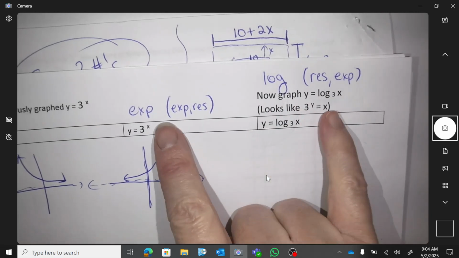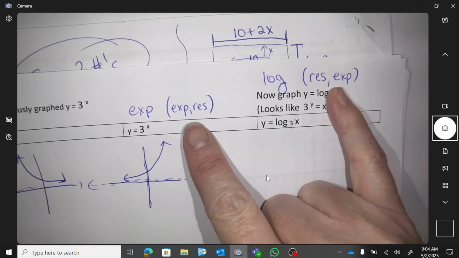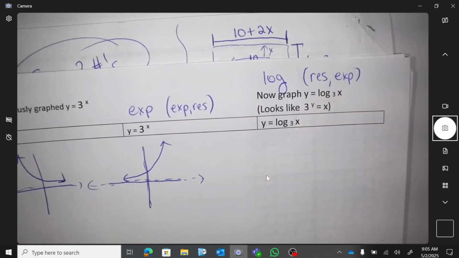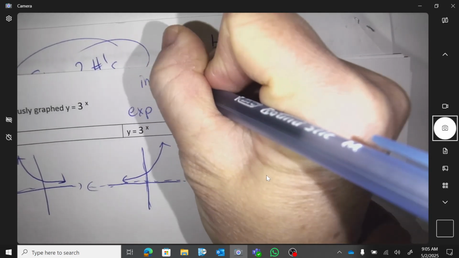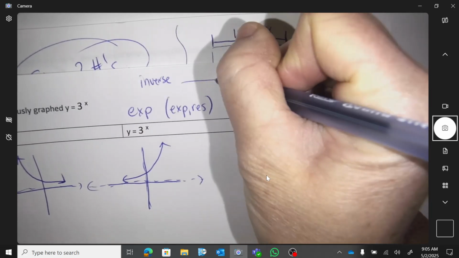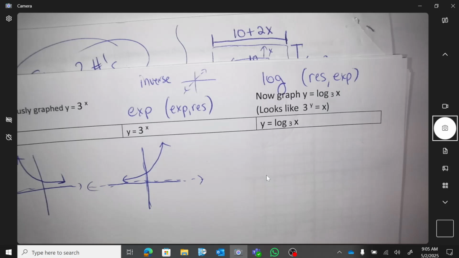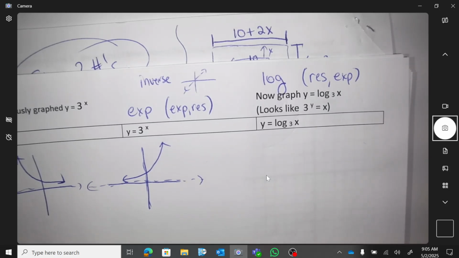Okay, so what did I do here? I've switched my x's and y's. Does anybody know the name of that? Because we studied it in transformations. What was that called when we switched the x's and y's? It's that inverse, and it reflects over the diagonal y equals x. Yep, inversing.